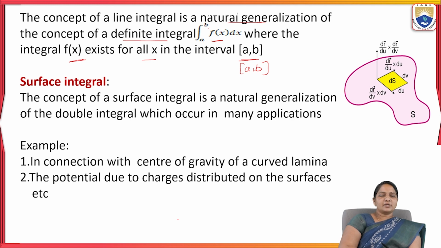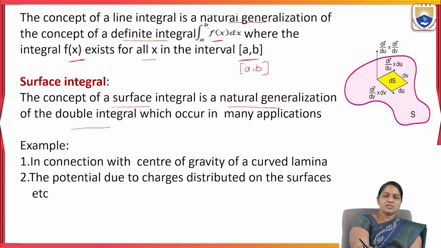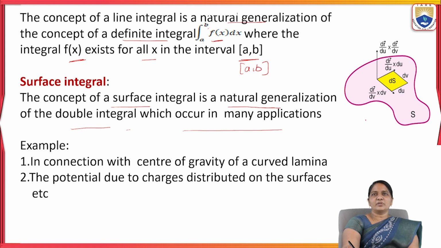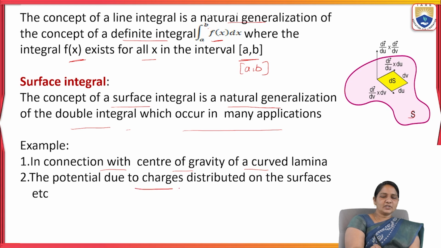Next, coming to surface integral. The concept of the surface integral is a natural generalization of the double integral, and it occurs in many applications. We can observe the diagram here. Surface integral means we will get two values; this is one surface, where we are varying the values du and dv. For example, we can use this in connection with the center of gravity of a curved lamina, and the potential due to charges distributed on surfaces, etc.